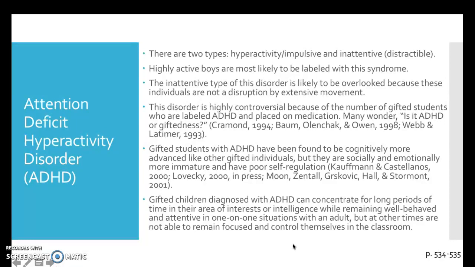Gifted students with ADHD have been found to be cognitively more advanced than other gifted individuals, but they are socially and emotionally more immature and have poor self-regulation. Gifted children diagnosed with ADHD can concentrate for long periods of time in their area of interest or intelligence, while remaining well behaved and attentive in one-on-one situations with an adult, but at other times are not able to focus and control themselves in the classroom.